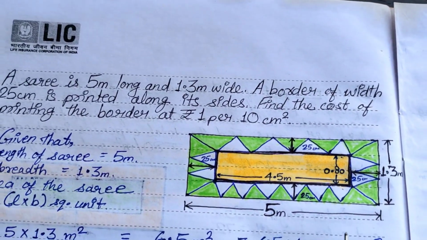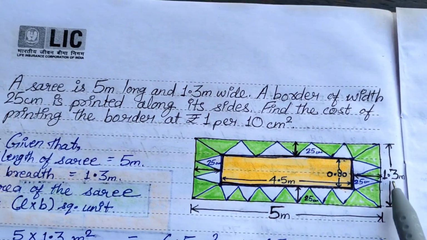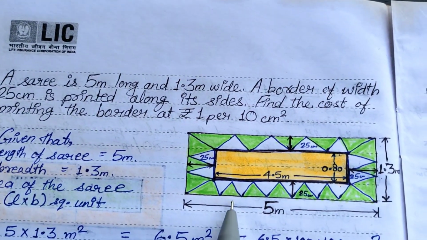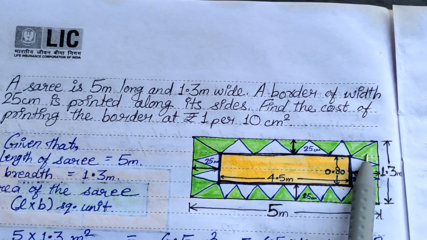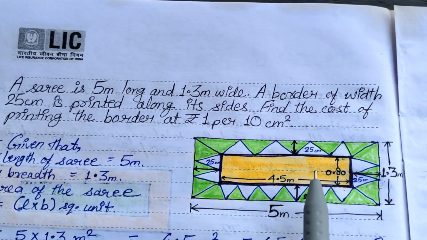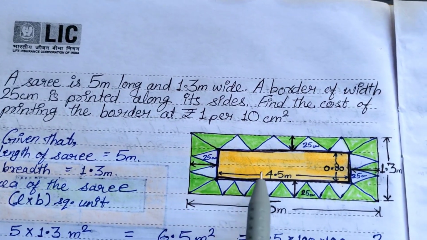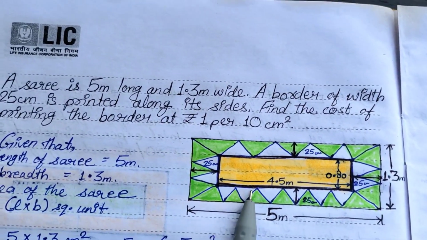Now see the figure. This is the figure of sari. Length is 5 meter, breadth is 1.3 meter. Now this is the border. This is the border of 25 centimeter printed on the sari.